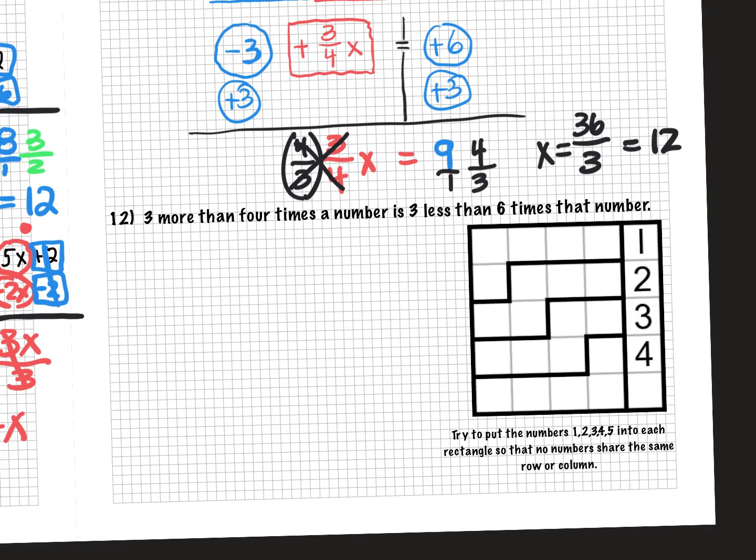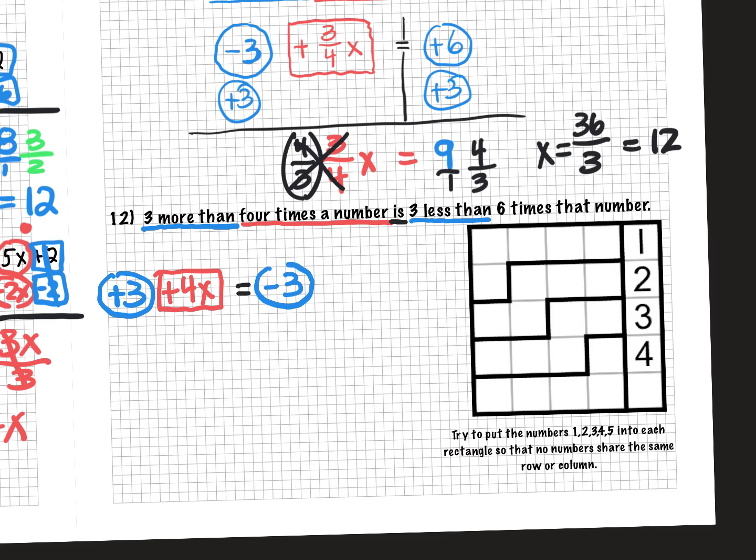All right, here we go. Last one. 3 more than is +3. 4 times a number is +4x. Is equals. Here's where a lot of people mess this one up. 3 less than is -3. 6 times a number, +6x.